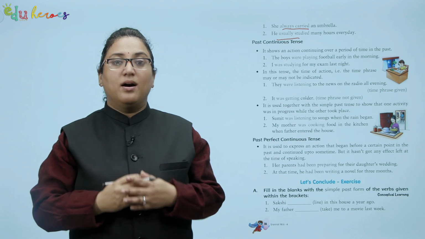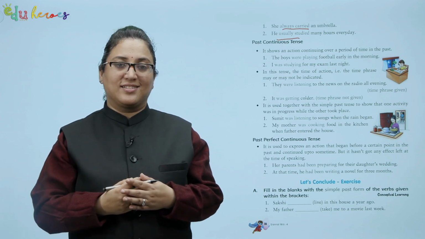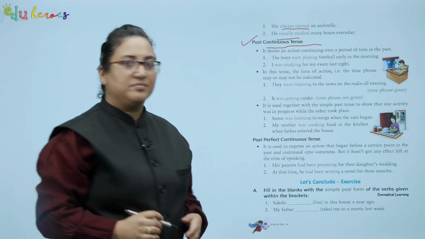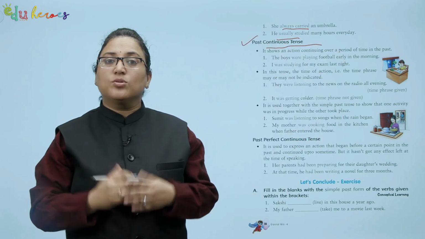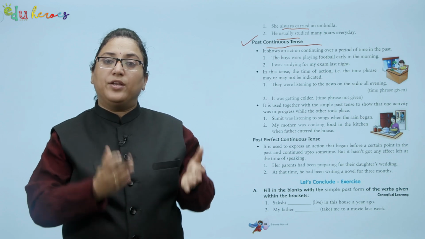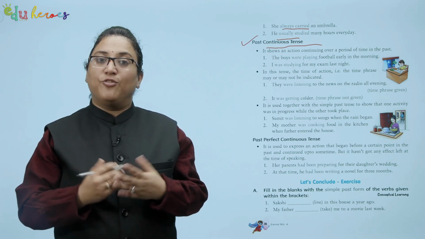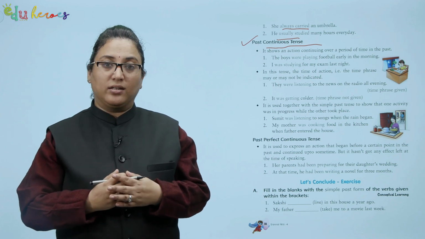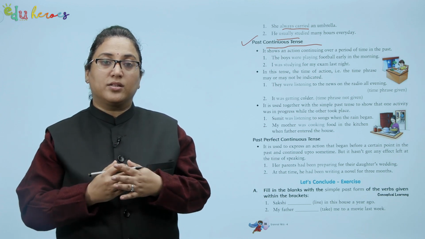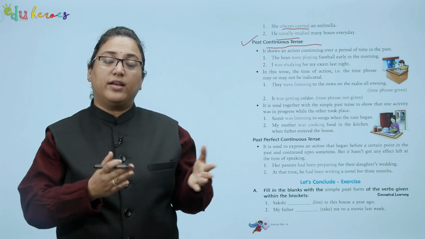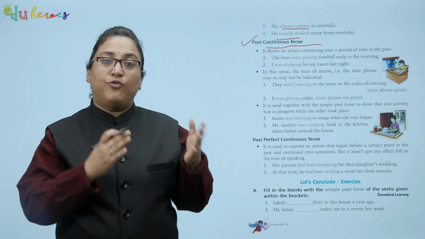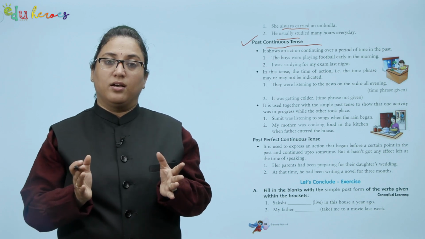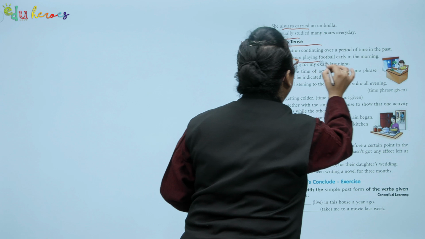The next type, past continuous tense. Children, it shows an action continuing over a period of time in the past. For example, the boys were playing football early in the morning. यहाँ पे हमें पता चलता है कि जो बॉयज़ थे वो खेल रहे थे सुबह सुबह, वो फुटबॉल खेल रहे थे early in the morning. अब वो खेल चुके हैं. Were playing.